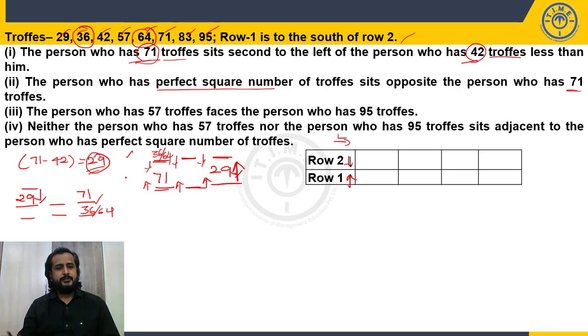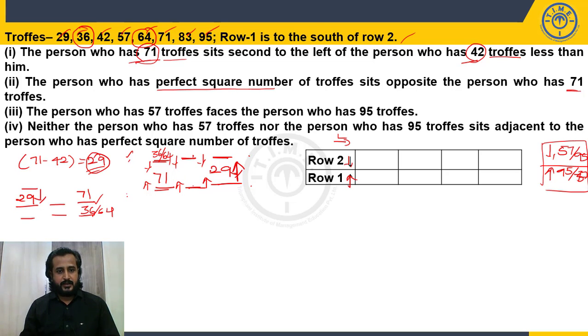Okay. But move ahead. The person who has 57 trophies faces the person who has 95. So 57 is facing 95. So somewhere 57 or 95, south or north, 95 or 57. So these are facing each other and should come together. But where should it come? Maybe here, or maybe by taking 2 more positions here, or by taking 2 more positions here. So many possibilities. You're able to understand, right?